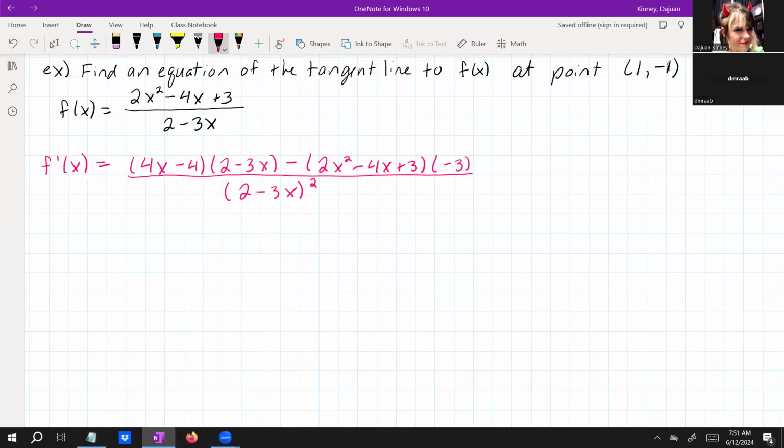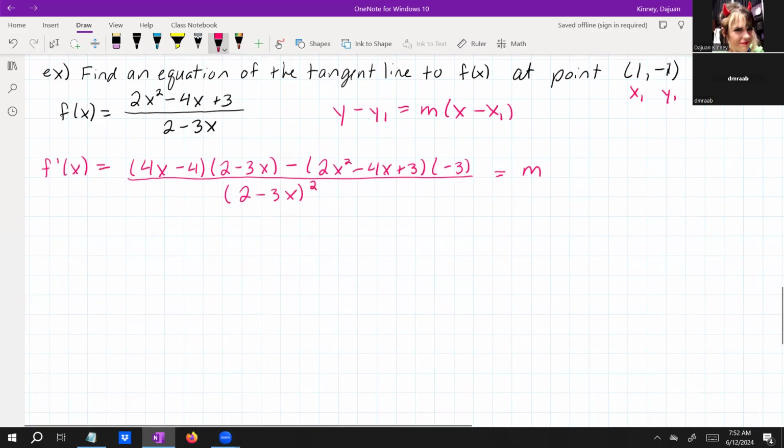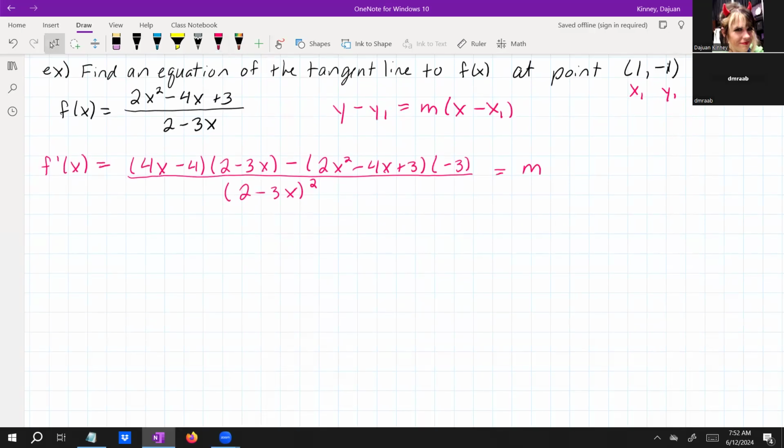We can always clean up more, or we can always leave it. Sometimes cleaning up is good, sometimes leaving it is good. In this case, I'm going to plug stuff in, so I'm just going to leave it. So that is our slope. So we're going to use y minus y1 equals m times (x minus x1). All right, so we're given a point and we have a slope equation. We can find the tangent line. What I want to do is take my x value and plug it into my derivative.